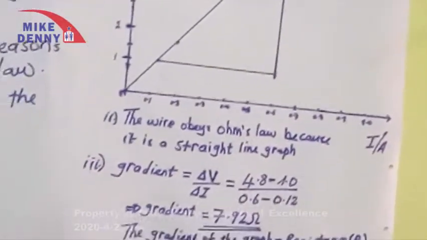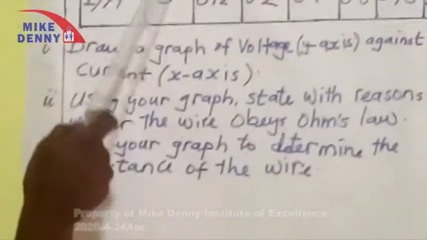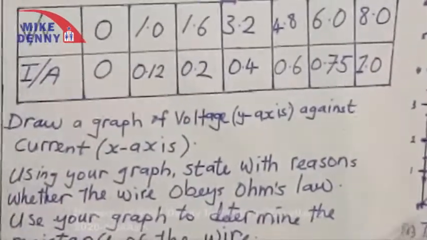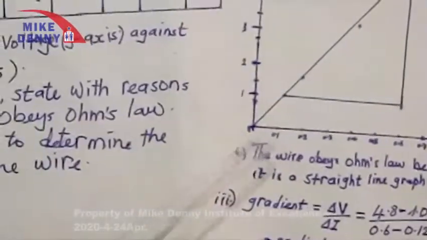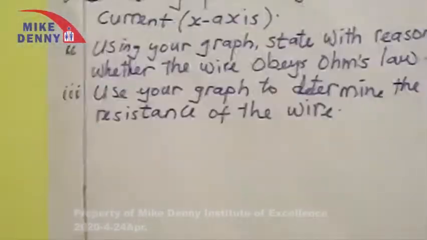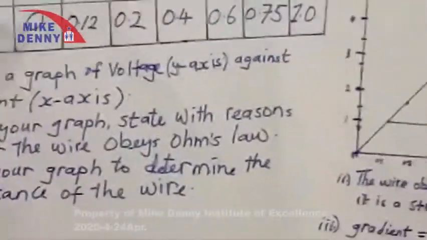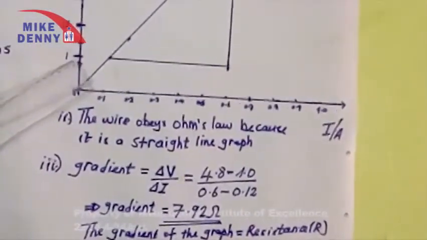From here, we can plot our graph. We have 0, 0. 0, 0 means that the graph is starting from the origin. And this is the origin, 0, 0. We move again. When the voltage is 1.0, the current flow is 0.12. Voltage 1.0, this voltage here, 1.0.